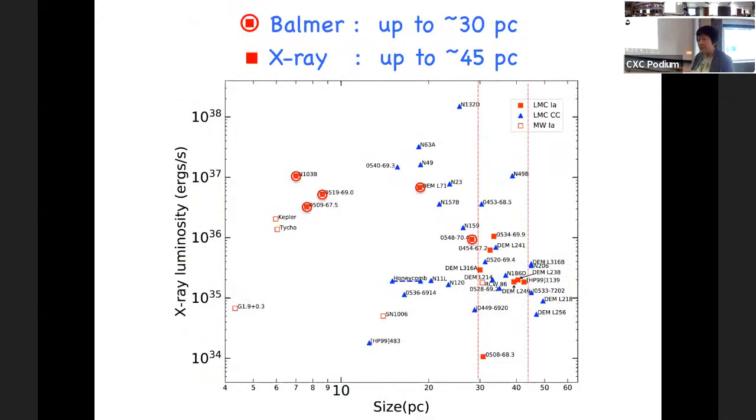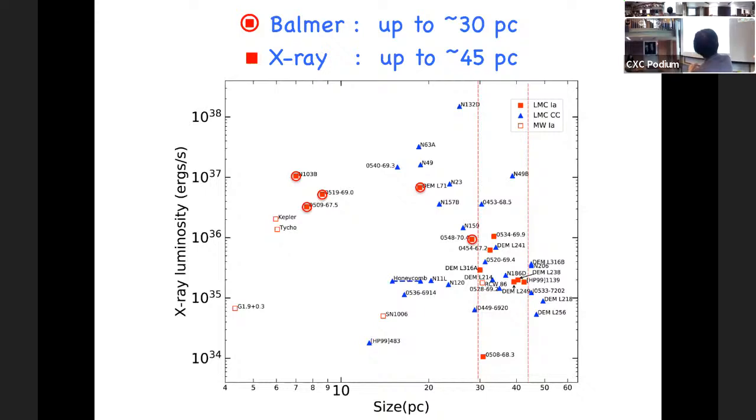Okay, so from these methods, especially the Balmer-dominated remnants and Balmer-dominated shells, and X-ray spectroscopy for the supernova ejecta abundance method, we have all these confirmed type 1as in the Large Magellanic Cloud. So these five, the circles around squares, these are the Balmer-dominated ones. They have Balmer shells. And you can see the Balmer shells up to about 30 parsecs in diameter. Beyond that, you don't see that anymore. So this is kind of an evolution effect.